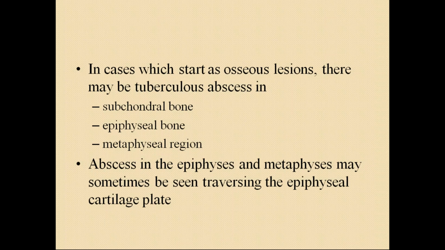So in a case with the osseous lesions, if the bone is involved, we may see the tuberculosis abscess in subchondral bone, epiphyseal bone, or a metaphyseal region. If the bone gets involved, then the infection spreads from the bone to the nearby joint. So the lesion may be in the subchondral bone, in the long bone, or in the epiphyseal bone, or in a metaphyseal region. This forms an abscess, and this abscess may break the cartilage and enter the joint.